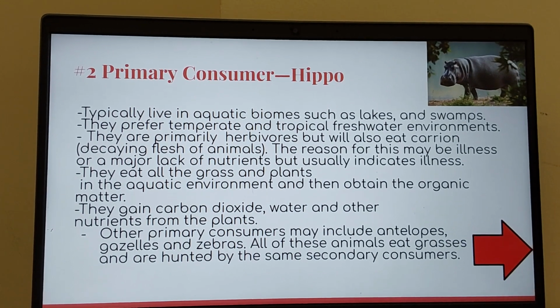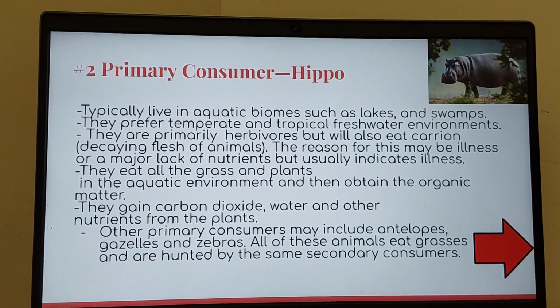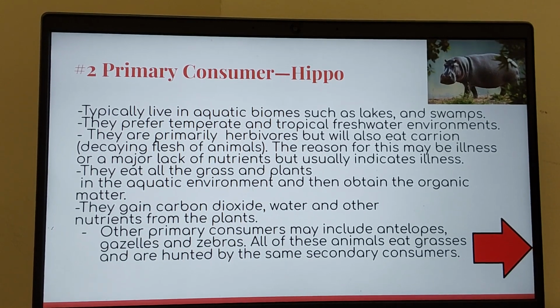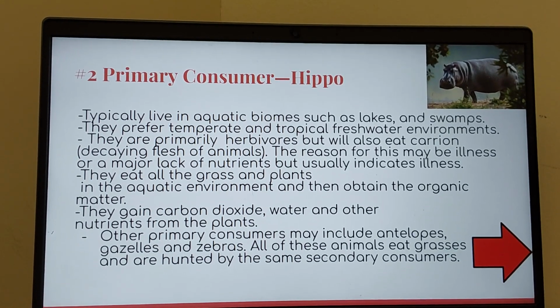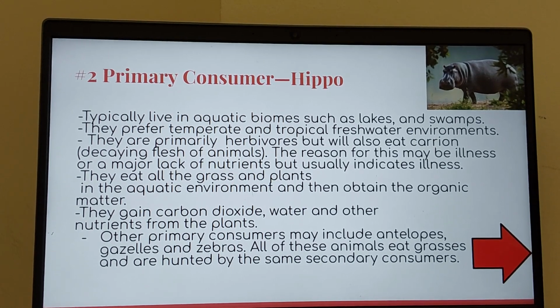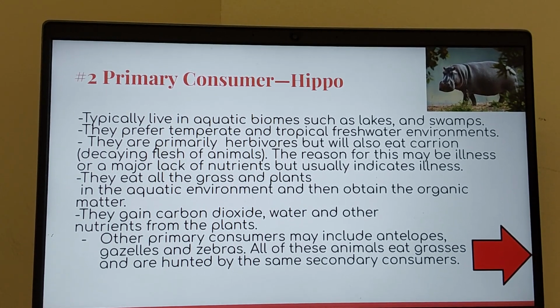Our primary consumer is our hippo. They typically live in aquatic biomes such as lakes and swamps. They prefer temperate and tropical freshwater environments. They are primarily herbivores, but will also eat carrion, which is decaying flesh of animals. The reason for this may just be illness or a major lack of nutrients.